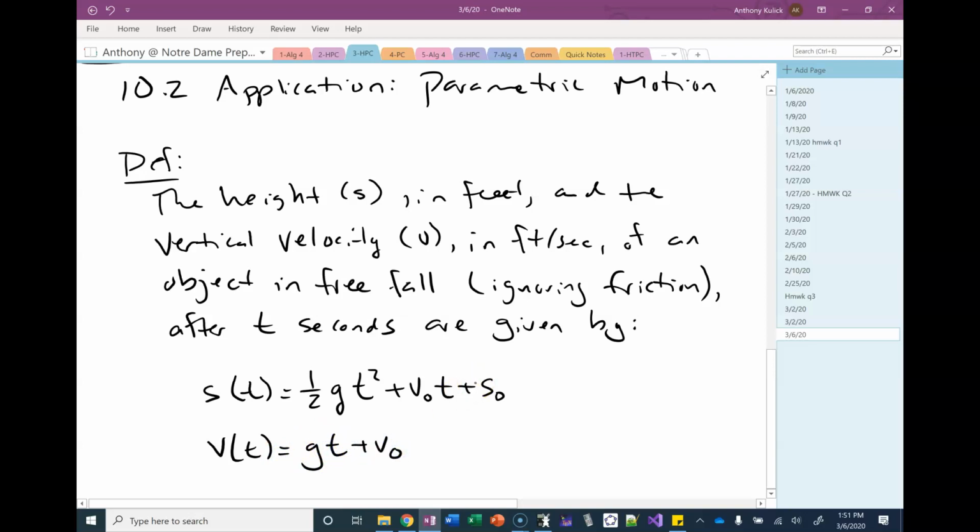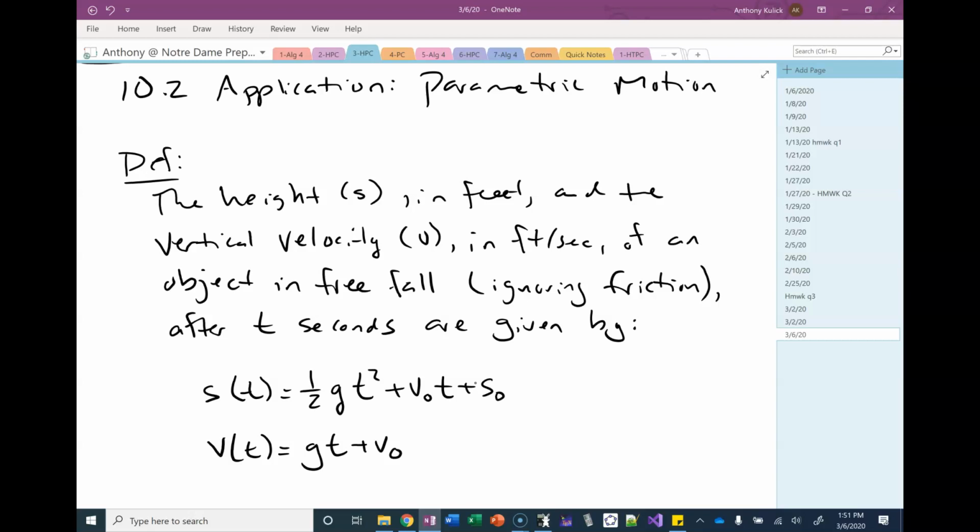Okay. So the height s in feet and the vertical velocity v in feet per second of an object in free fall, ignoring friction, after t seconds, are given by the functions s of t is equal to 1/2 g t squared plus v naught t plus s naught, and v of t is equal to g t plus v naught.